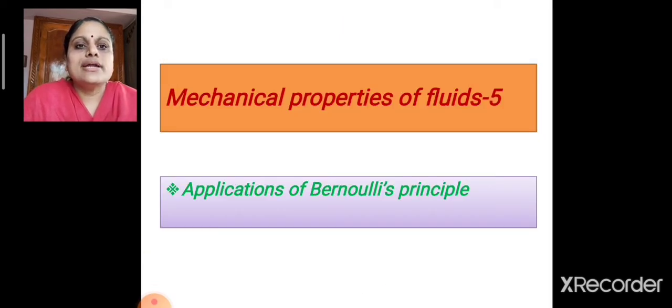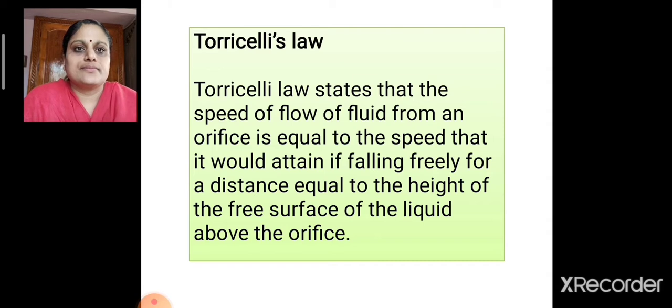In this module, let us discuss a few applications of Bernoulli's principle. The first one is Torricelli's law. Torricelli's law states that the speed of flow of fluid from an orifice is equal to the speed that it would attain if falling freely for a distance equal to the height of the free surface of the liquid above the orifice.